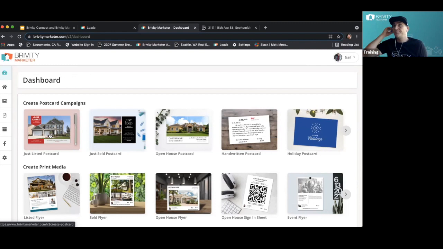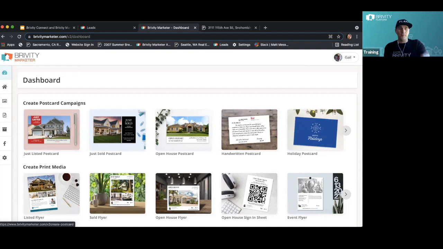Yeah, Shannon, you can do Facebook ads without Brivity Connect. Yeah, you can do it through Marketer. It'll pull the leads directly into Brivity as opposed to running it through command. Yep, you got it. You can do all that stuff in here, Shannon, in Brivity Marketer. We'll get to that in just a second. Yes, I agree. Yes, you're welcome.